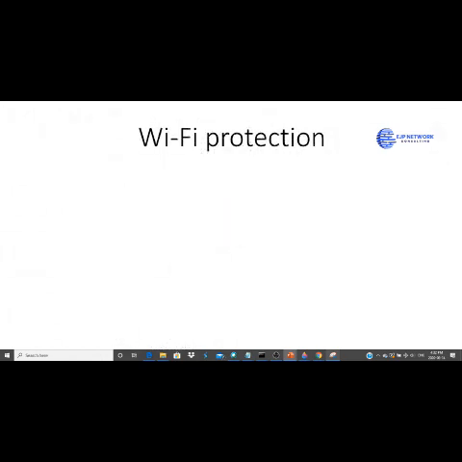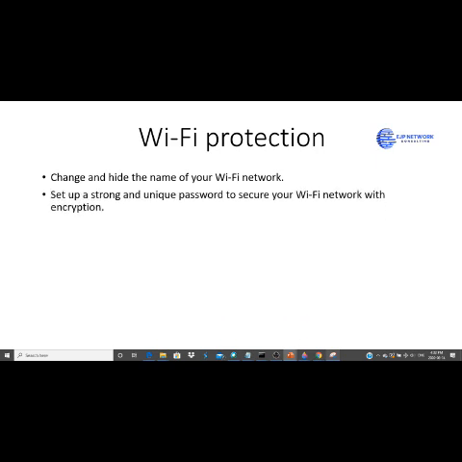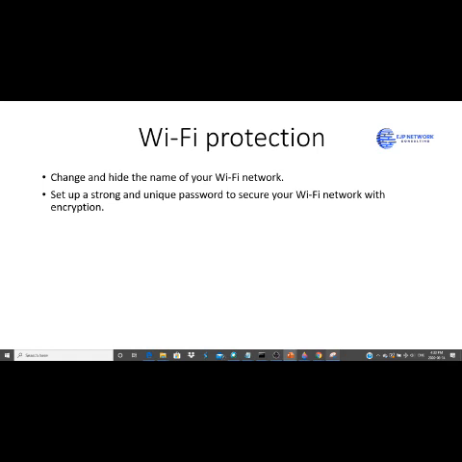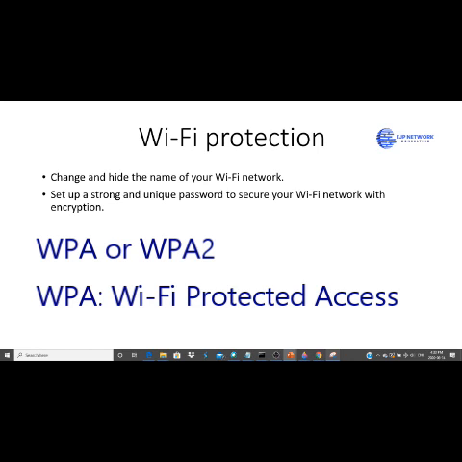So now let's talk about Wi-Fi protection. You can change and hide the name of your Wi-Fi network, which means changing the SSID or making it unavailable. Or you can also set up a strong password for your Wi-Fi network and also choose a proper encryption. For the encryption method, you have to avoid WEP. WEP is the easiest encryption method to be cracked. You can choose either WPA or WPA2.